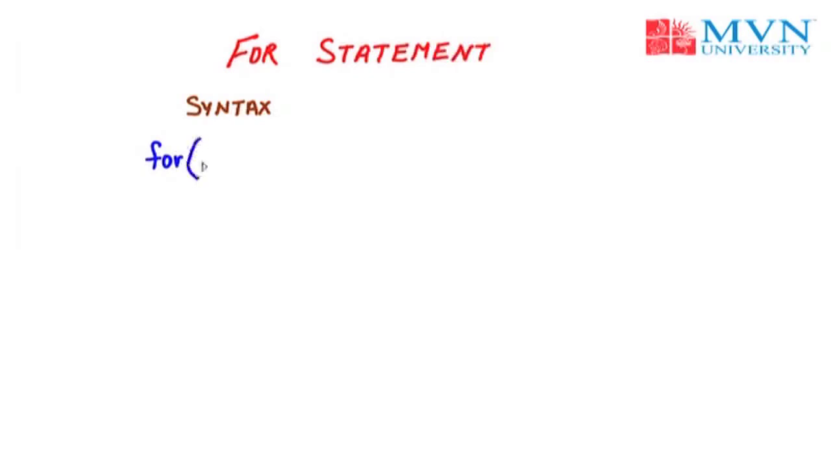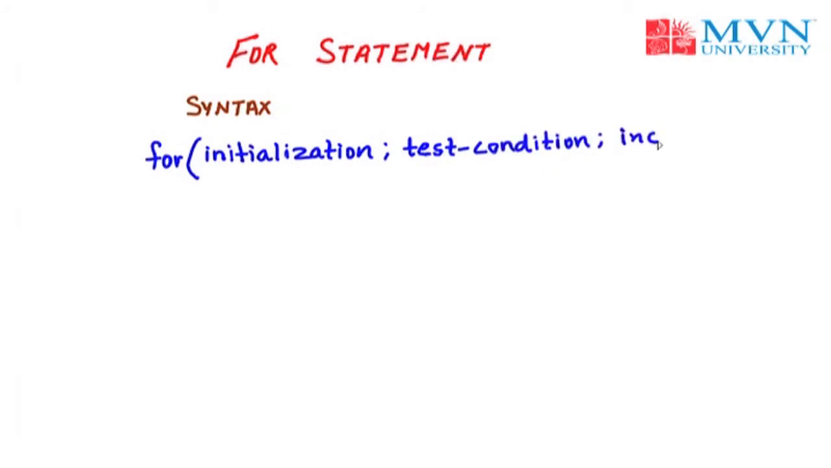The last statement in decision making and looping is the for statement. The syntax for the for statement is the for keyword, then the opening parenthesis, the first parameter is initialization, semicolon, the second is the test condition, and the third parameter is increment, then the closing parenthesis, opening braces, then the body of the loop, and then the closing braces.